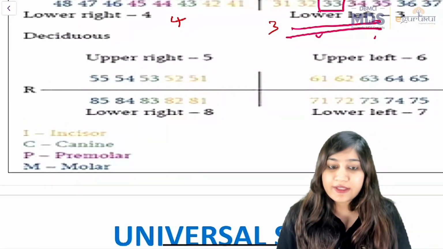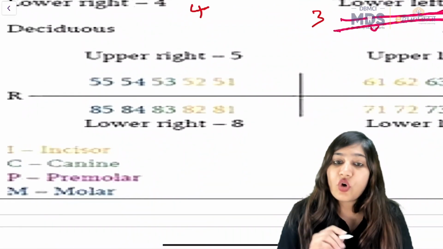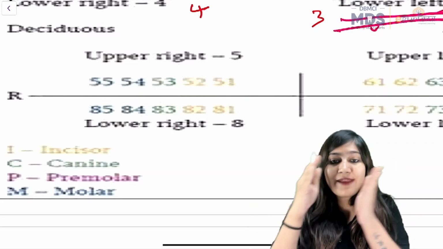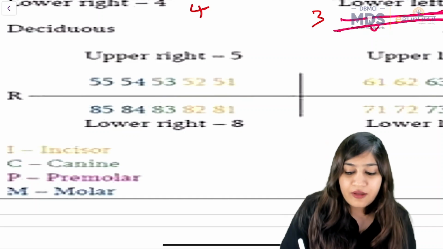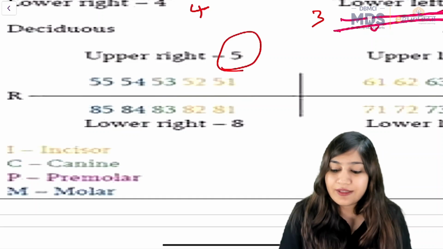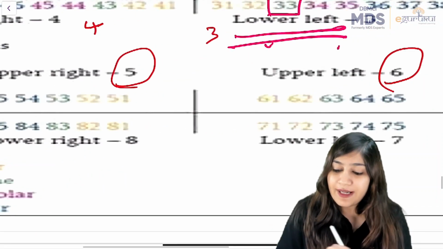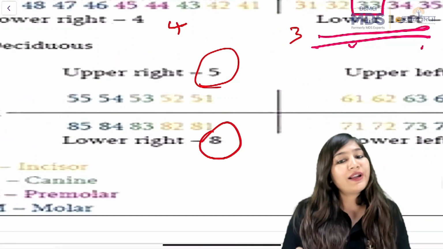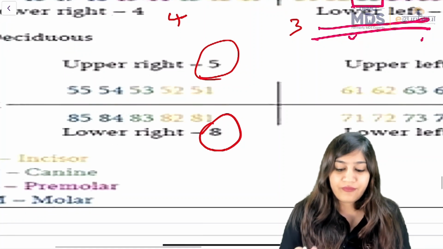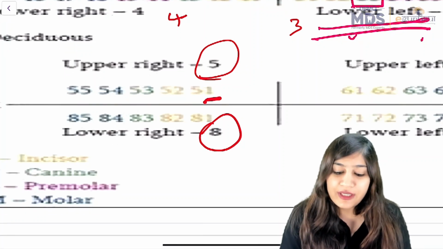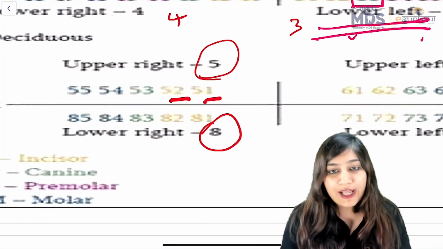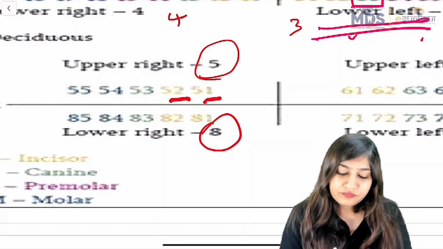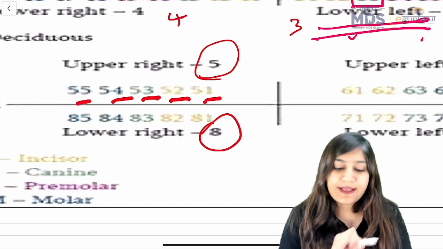Now coming to deciduous tooth. Here the quadrant numbers are changed. They are starting from 5. 5, 6, 7, 8. 5 for upper right, 6 for upper left, 7 for lower left, and 8 for lower right. And we have central incisor, lateral incisor. We don't have premolars in deciduous tooth. So canine, first molar, second molar.